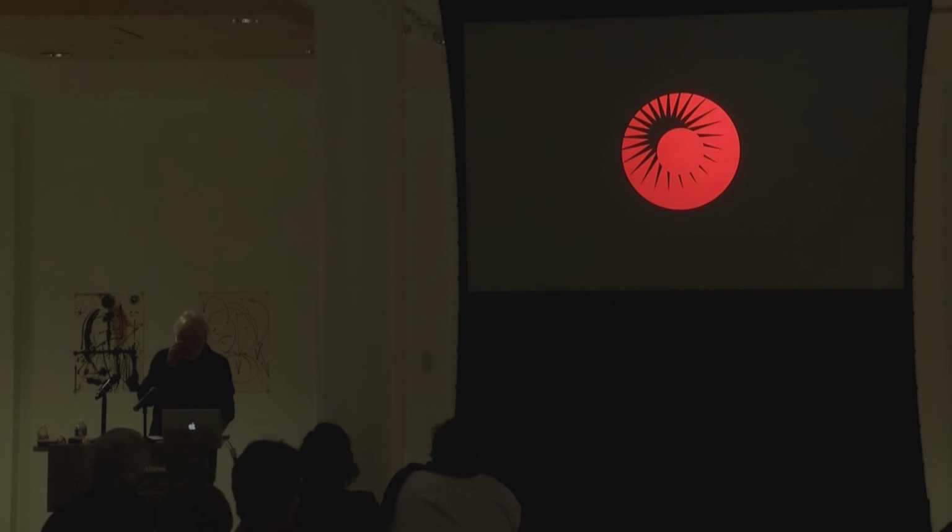This was a symbol I designed for the Franklin Institute Science Museum. And the challenge was, the committee said, you know, you should come up with something that a five-year-old could identify with, but also it should be sophisticated enough that a scientist would accept it as well.